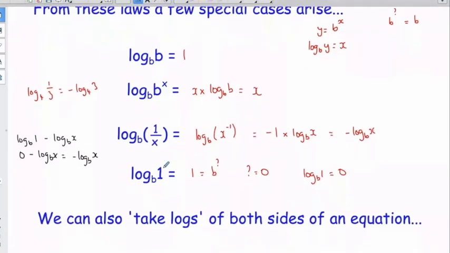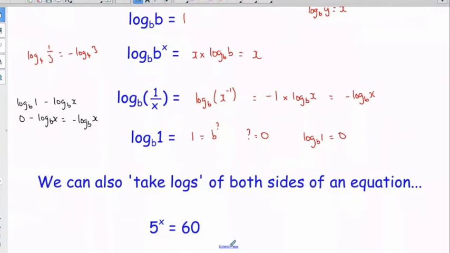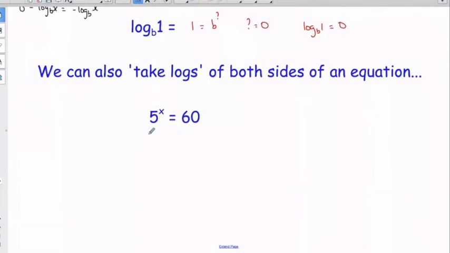The very last thing I'm going to teach you today is that as well as being able to rewrite this in log form, which we already know how to do, so I'm just going to remind you that we know how to do that over on this side of the page. This would be the same as log to the base 5 of 60 is equal to x.